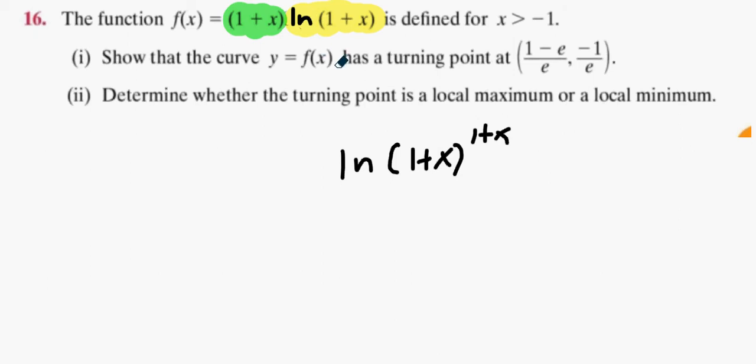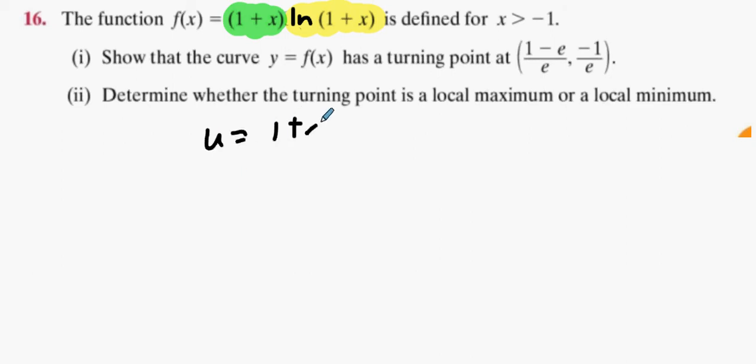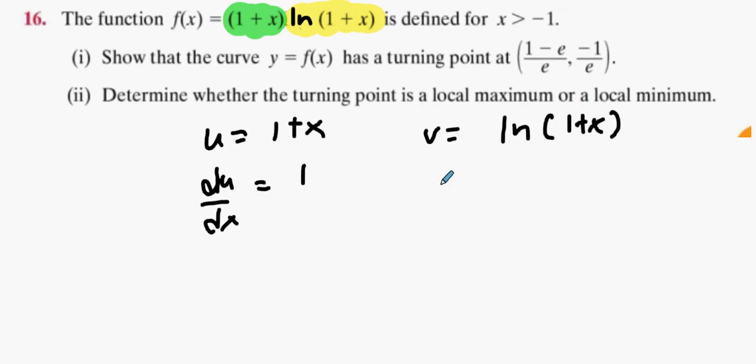No? Product rule, alright. Now, u equals 1 plus x. du/dx equals 1, we're happy about that. v equals ln(1 plus x). What's the derivative of ln(1 plus x)? Anybody? 1 over 1 plus x. And then you differentiate the inside part. You just get 1 again, don't you?